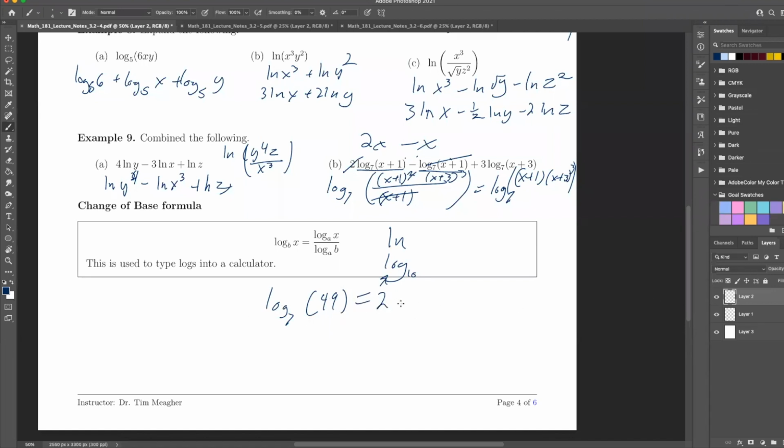But in order to do this in a calculator, most of them only have these two, so you usually just type in the change of base. In this case, it'd be ln of 49 over ln of 7, and then this will pump out 2 for you. To type it into Wolfram Alpha, you just put the underscore and then it works.